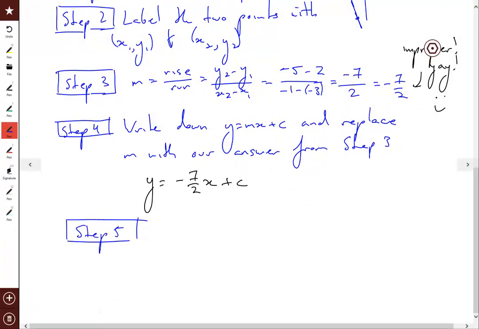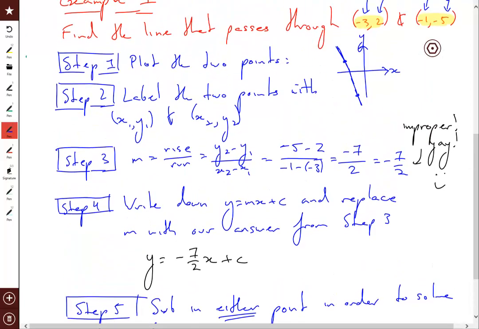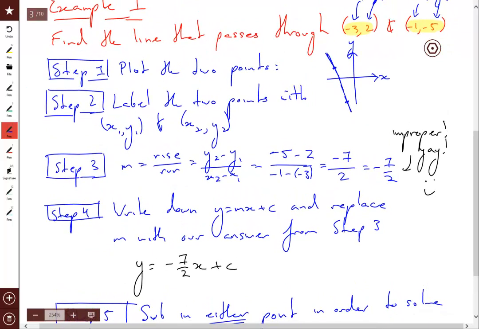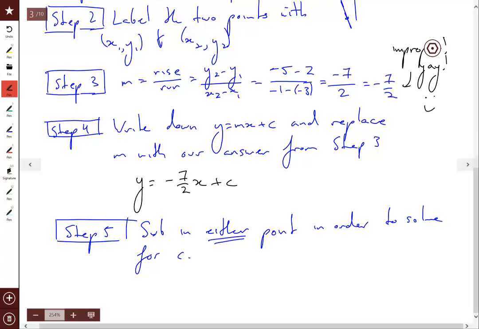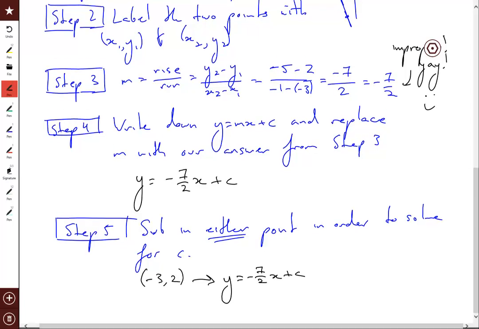And step 5 is going to be to sub in either point in order to solve for c. So if I look at my 2 points, we've got -3, 2 and we've got -1, -5. I reckon -3, 2 is probably easier for me. You might disagree, you might choose the other one. But what I'm going to do is I'm going to sub in -3 and 2, and I'm going to sub that into y equals -7 on 2x plus c.